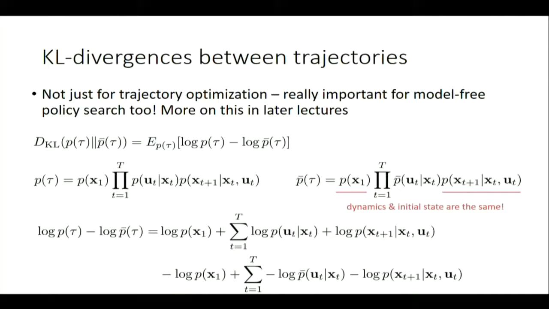Now, of course, as you can see here, this term and this term are just going to cancel because they're the same, and one is the negative of the other. The dynamics are going to cancel because here you're adding it and here you're subtracting it. So the only thing we're left with when we take log P tau minus log P bar tau is the difference of the actual controllers at every time step. And that's what's going to allow us to produce a useful way to impose this constraint.